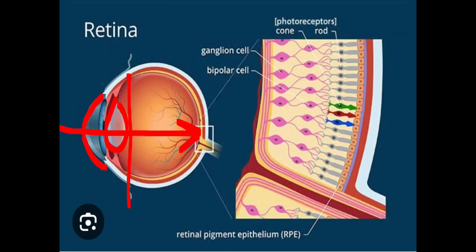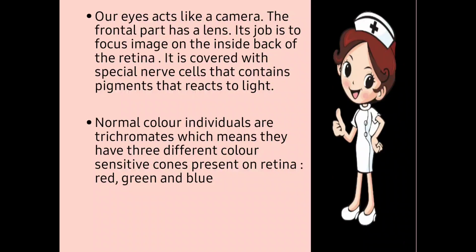This is the retina. This whole thing is the retina, but at this highlighted part there is a macula. At this part the light rays get focused and the image is formed, and then we can see things. So in this way our eyes act like a camera.